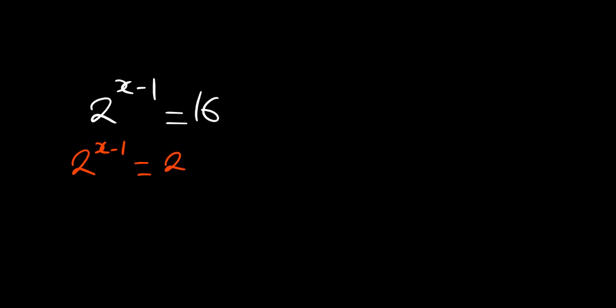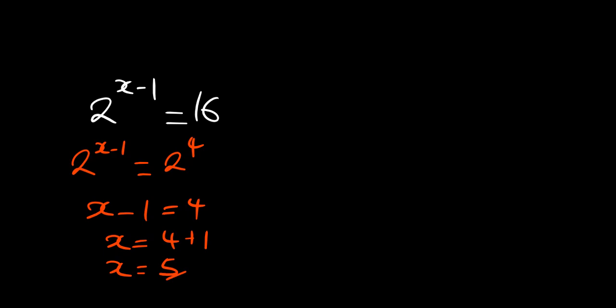Let's solve another one. Let's say you have 2 to the power x minus 1 is equal to 16. So how are you going to solve this one? Make sure that the bases are the same. So you're going to say 2 to the power x minus 1 is equal to 16, which is the same as 2 to the power 4. Because of that, I'm now going to just equate the powers. x minus 1 is equal to 4. Therefore x in this case will be 4 plus 1, which is just 5. And that's how you're going to solve this one.